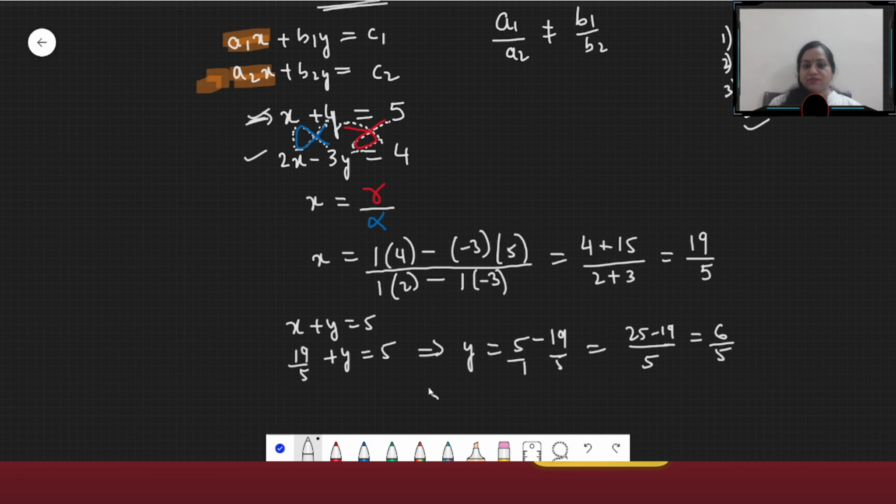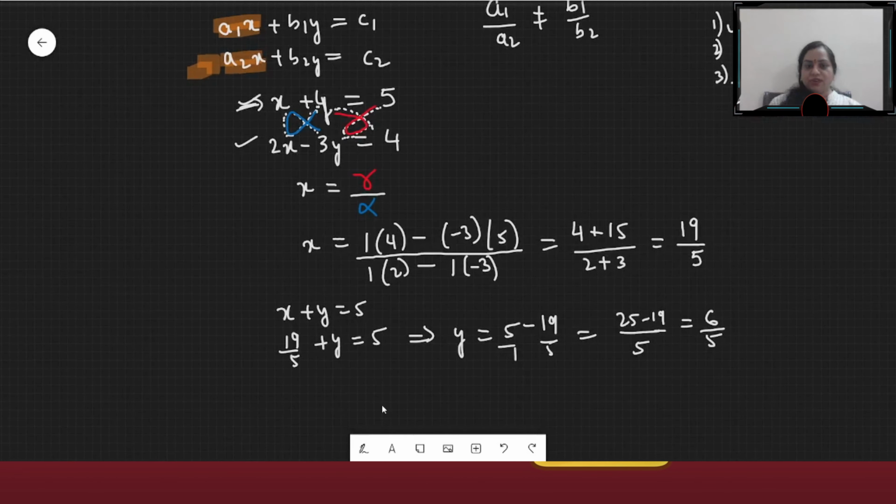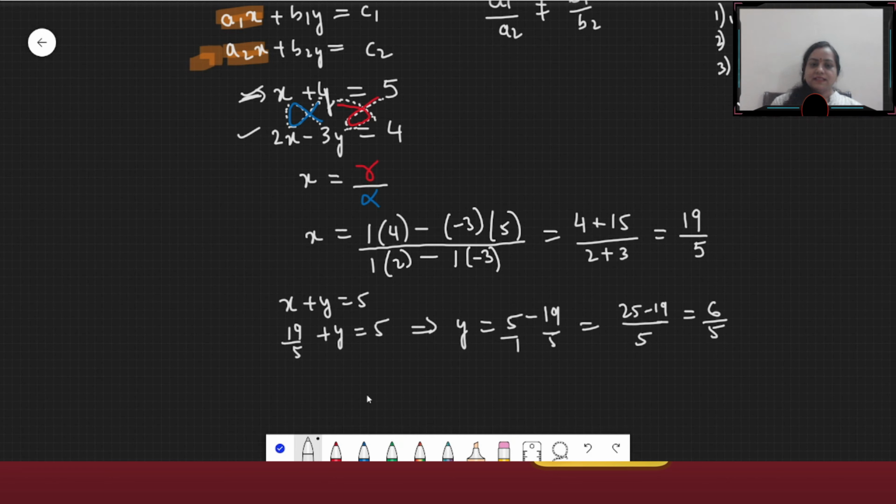Did you all observe? You have solved the equation so easily, and you have got your values of x and y. x is equal to 19 by 5 and y is equal to 6 by 5. Wasn't that very easy?